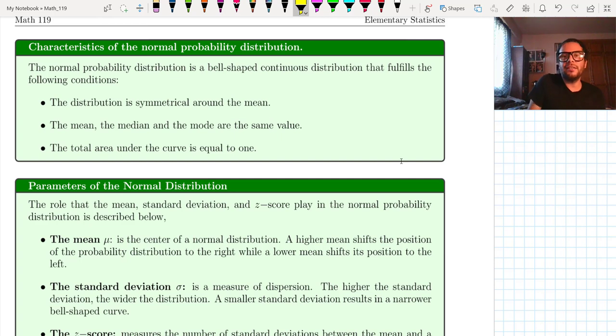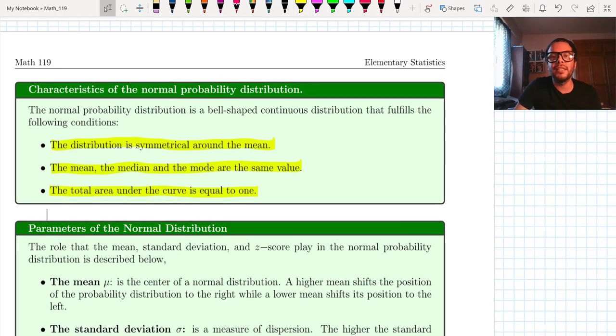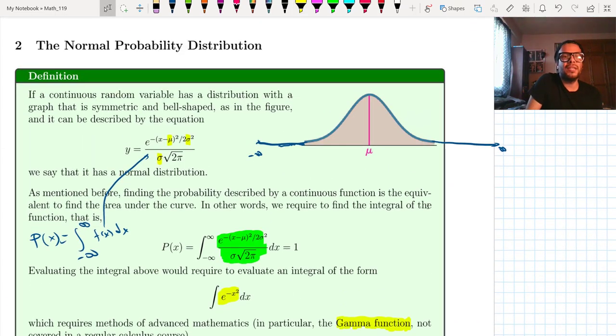Okay, so let's look at the characteristics of the normal distribution. Number one, the distribution is symmetrical around the mean, as we saw on the bell-shaped curve. The mean, the median and the mode are exactly the same value. That's why, as we discussed in chapter 7, they are the same in the three. The three of them are in the very middle. And finally, the total area under the curve is equal to 1. Let me go back here to the picture. So if we find this area under the curve, from negative infinity to positive infinity, it would be 1.